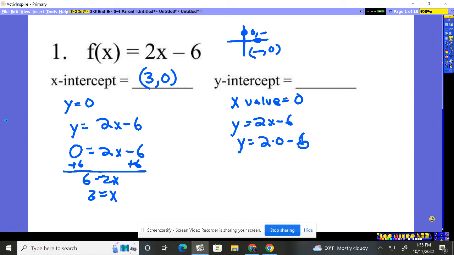2 times 0 is 0. 0 minus 6, y is negative 6. So we know the x is 0 and the y is negative 6.